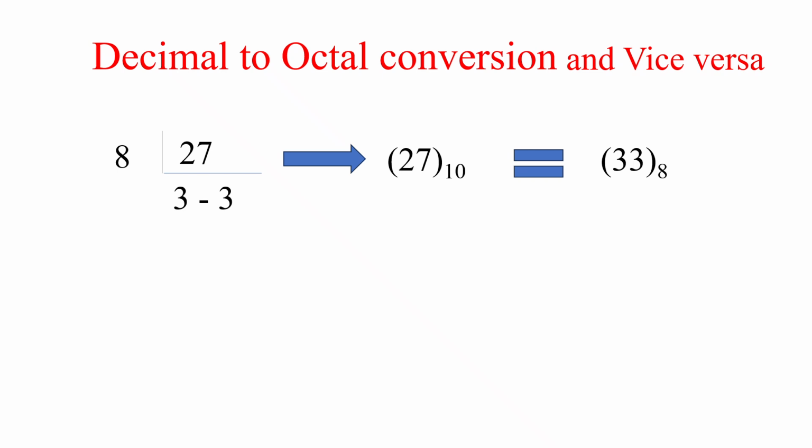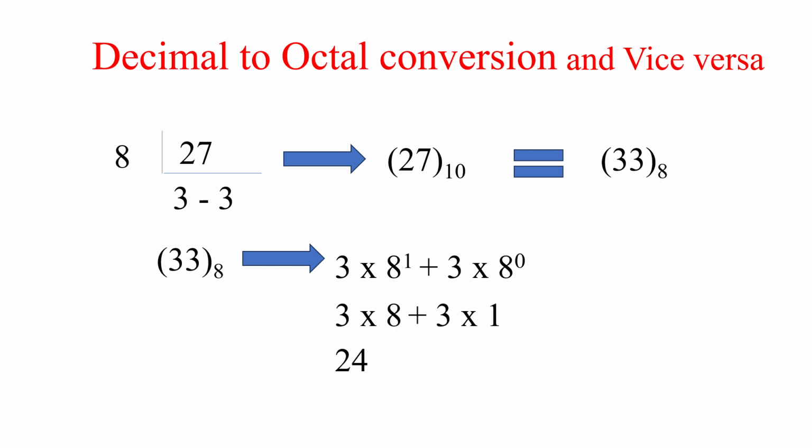Now let's reverse it. Convert 33 octal back to decimal. Multiply each digit by powers of 8. The first 3 is in the 8 to the power 1 place, and the second 3 is in the 8 to the power 0 place. Add them up and you get 27 in decimal again.